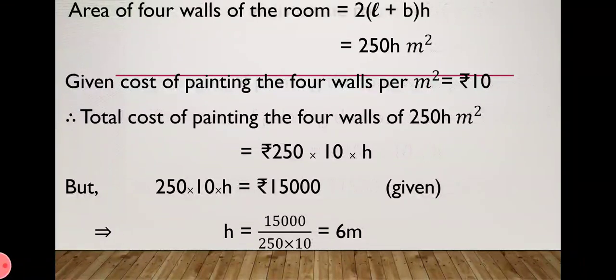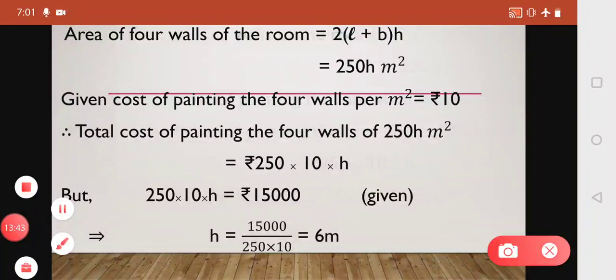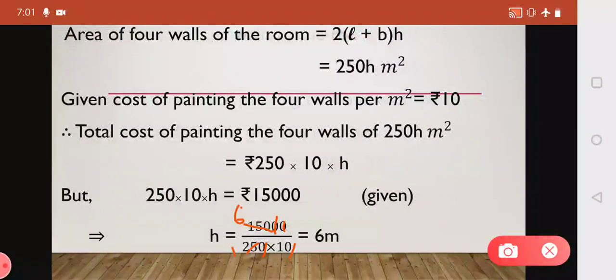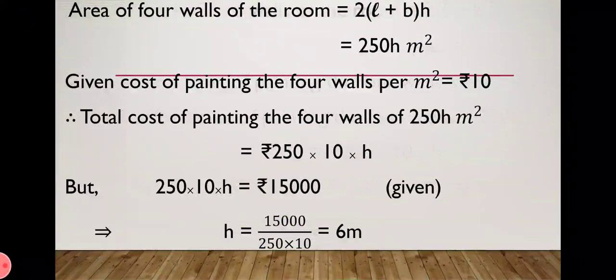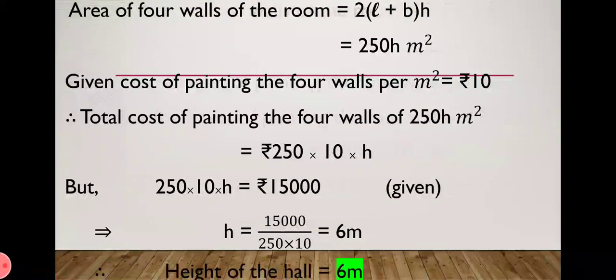Solving that, we will get 6 meter. Here, this 0 will cut, this 0 will cut, again this will cut, this will cut, and 25 ones are 25 and 25 sixes are 150. So the height of the hall is equal to 6 meter.